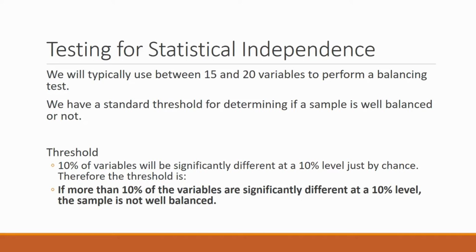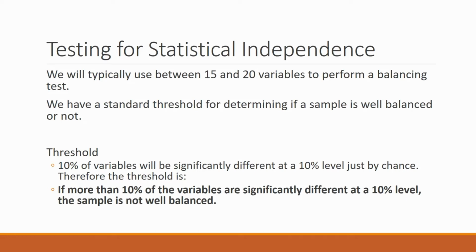All right, and the threshold is this. First we acknowledge that just by chance, 10% of variables will be statistically significant at a 10% level. So that means if you do your balancing test, and more than 10% of the variables are statistically significant at a 10% level, then the sample is not well balanced. That means we do not have evidence of statistical independence.